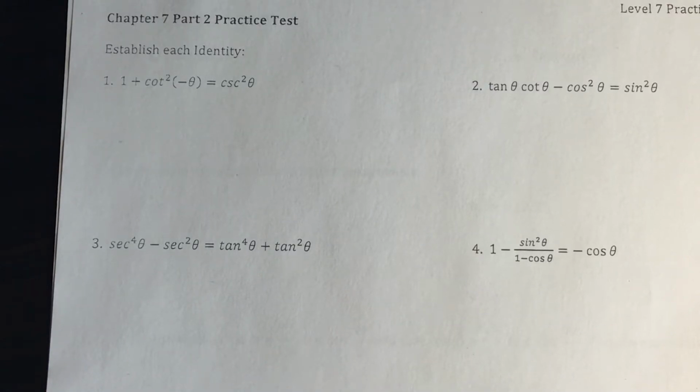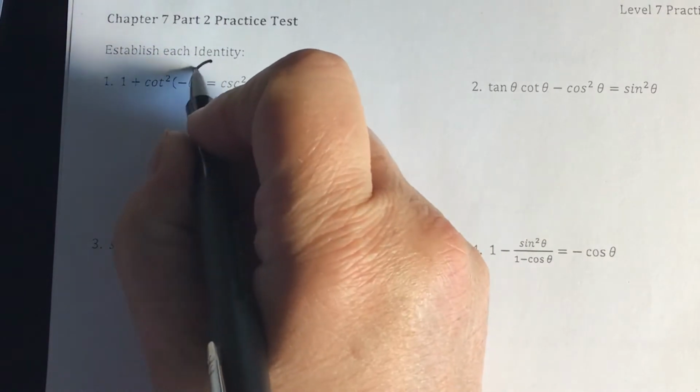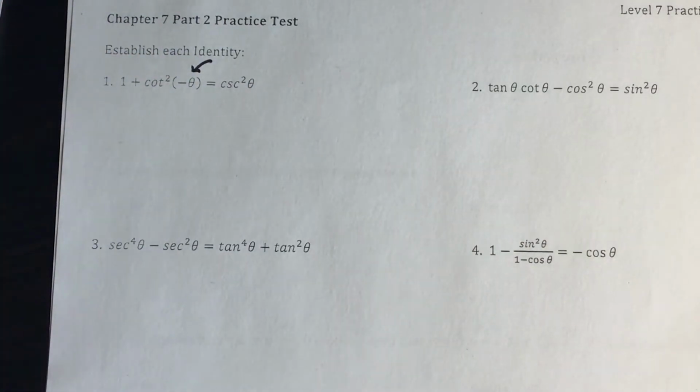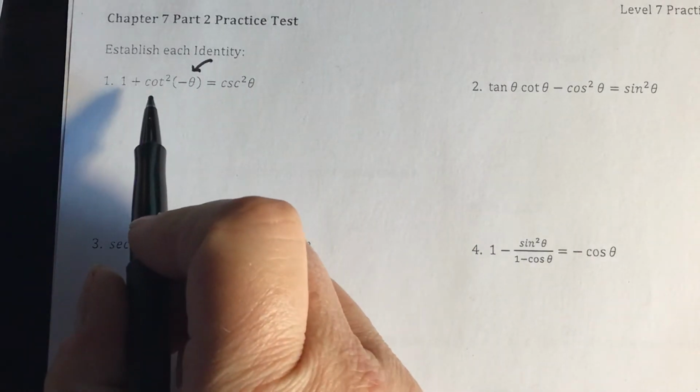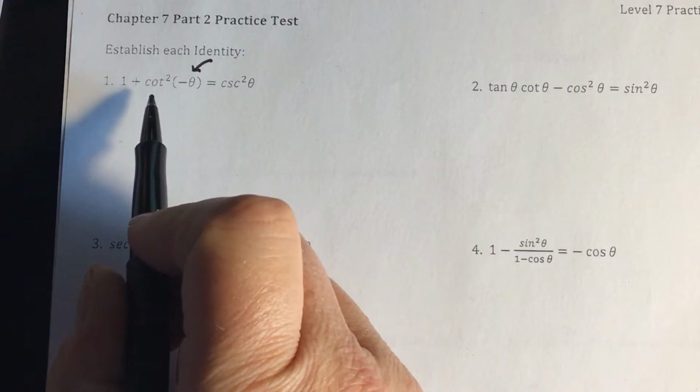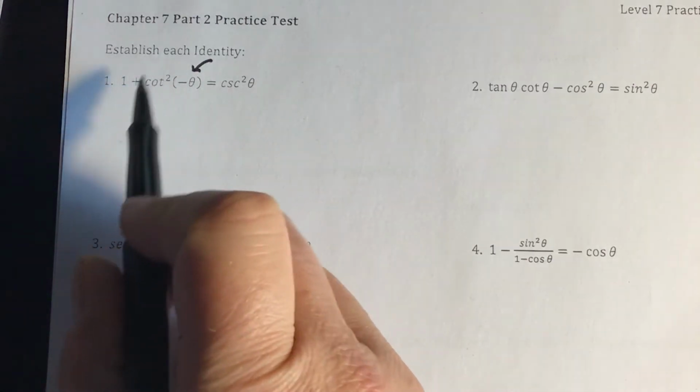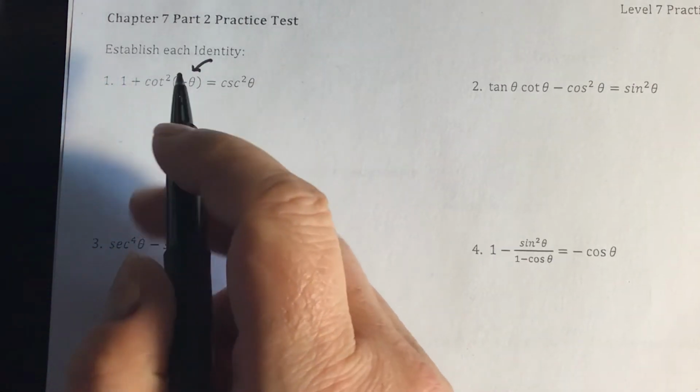All right, getting ready for the Chapter 7 Part 2 test. And this is the practice test in your notes. And the first page on this, we are establishing identities. All right, so in this first problem, the biggest thing here is we're looking to see what kind of function this might be in terms of even or odd. And tangent is an odd function, so will the reciprocal of tangent be.